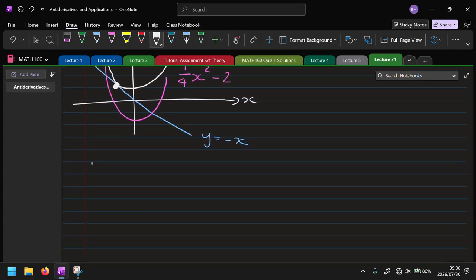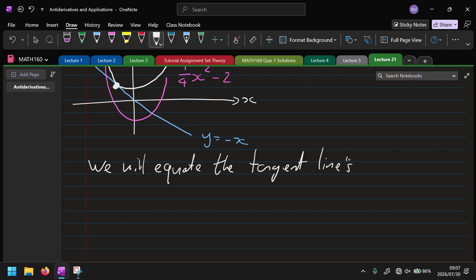So we will equate the tangent line's gradient, let's call that m, from the tangent line to f prime. Because we know that with the tangent line, f prime is the gradient. We did that a while back.